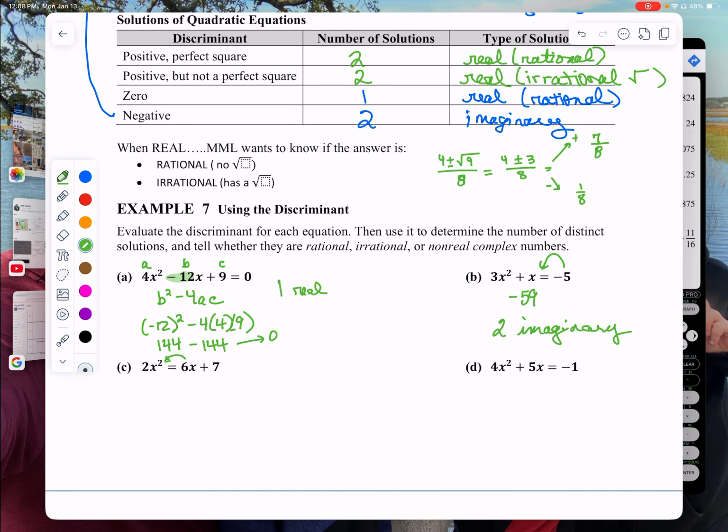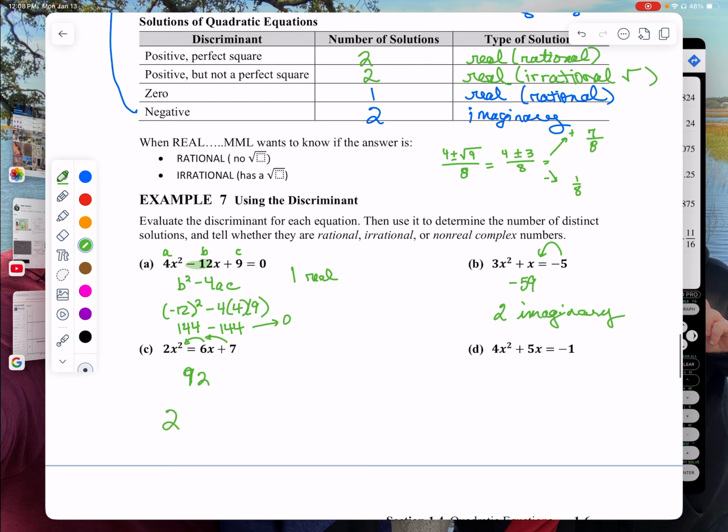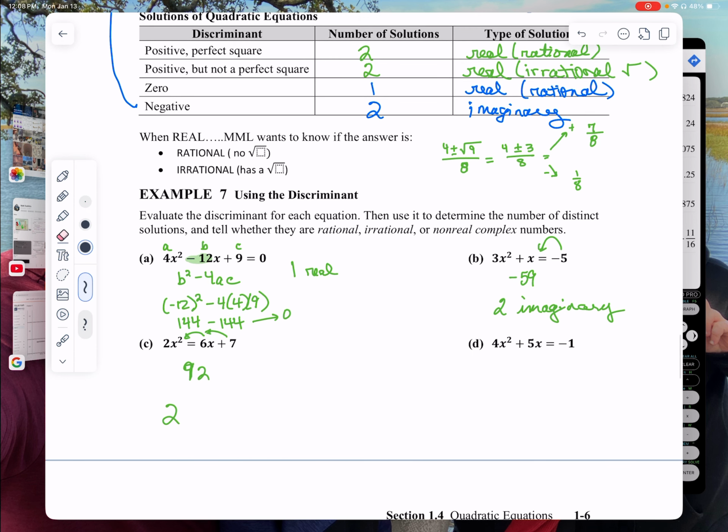This one, you've got to move the 6x and the 7 to the other side. When you do B squared minus 4AC, you'll get 92. So you're going to have two numbers. And when you take the square root of 92, notice the square root of 92 is not a perfect square. So that means it's going to be real, but it's going to be irrational. Irrational numbers. They're real, but it's going to have a square root in it.